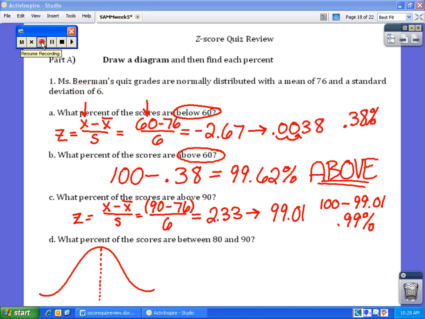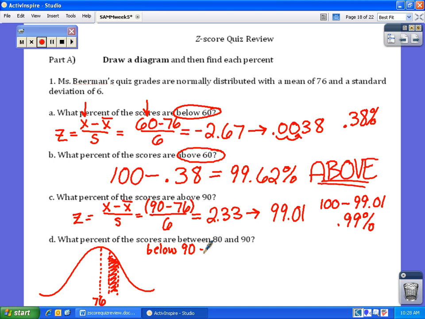For part D, it's helpful to draw a diagram so I know which area I'm looking at. So I draw myself a normal curve with 76 in the middle. I want the percent that are between 80 and 90. So what I'll do is subtract the percent that are below 90 minus the percent that are below 80. The reason I do that is to cut off this tail, since we only want this area.